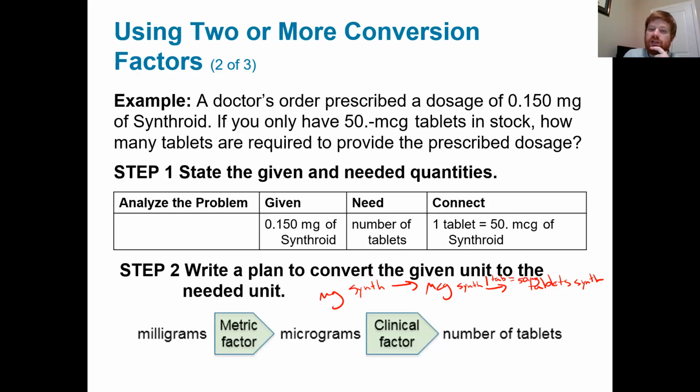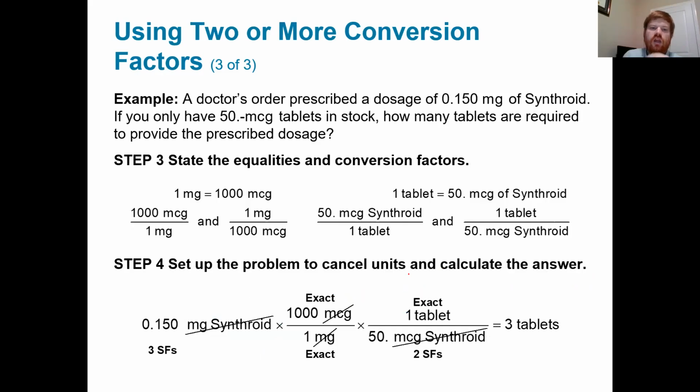So if we can get from milligrams to micrograms, can we do that? Sure enough, we can, because they're two metric units. So we can use the metric conversion factors here. Okay, so first up, we can find that 1 milligram equals 1,000 micrograms.